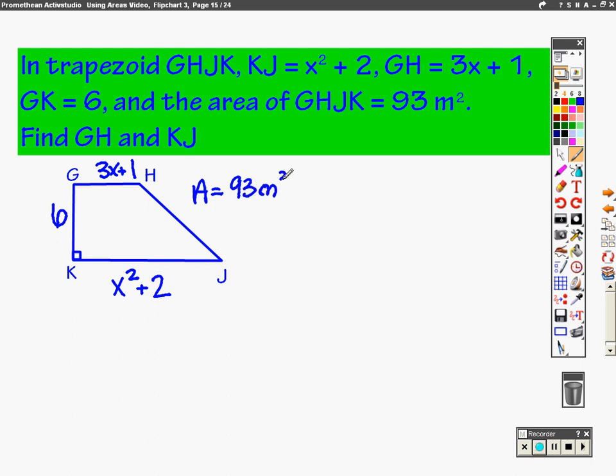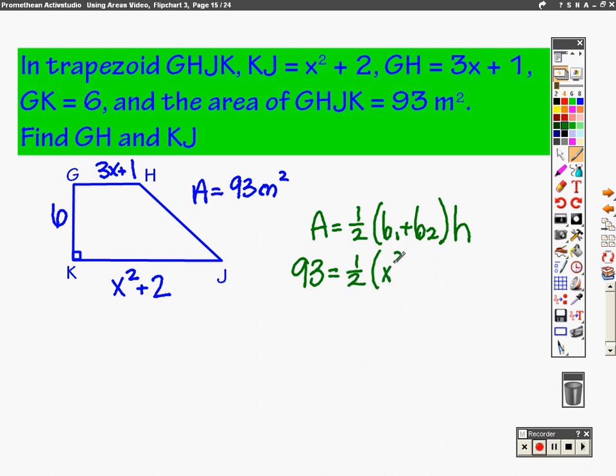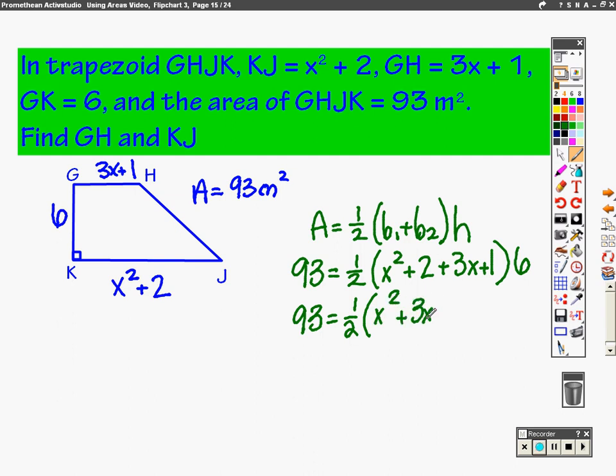So what would you like to do first? You have to set up your formula. So half of base 1 plus base 2 times the height. Go for it. And then you substitute anything you know. So 93 equals 1/2 of x squared plus 2 and 3x plus 1. And our height we know is 6. And then we're going to have to clean this up a little bit, right? So 93 is half of x squared plus 3x plus 3 multiplied by 6.